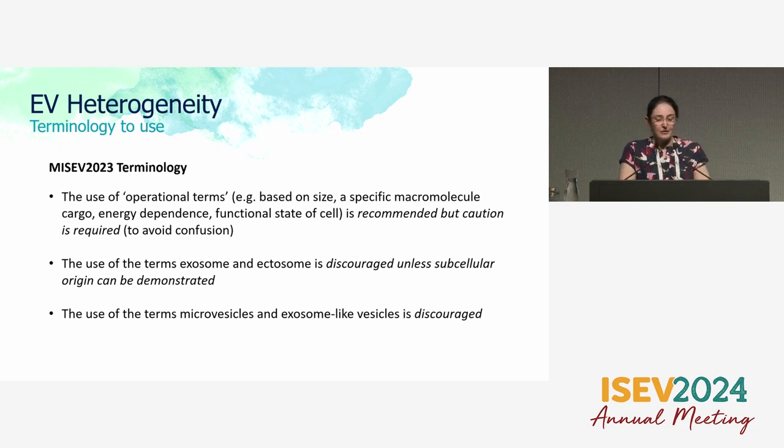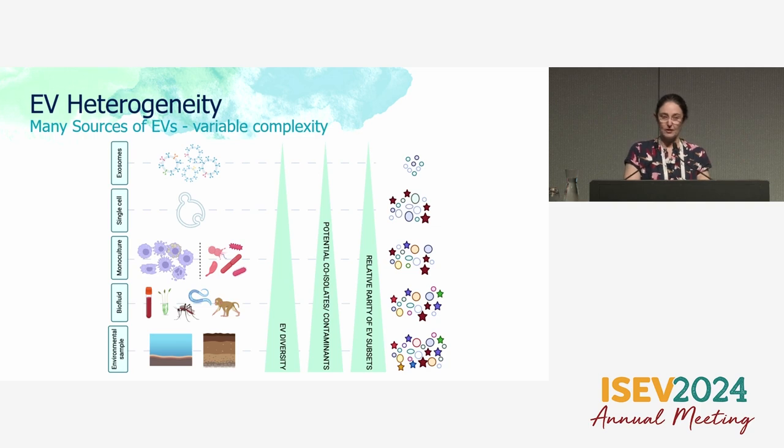The use of the terms exosome, coming from the multivesicular body, and ectosome, coming from the surface of the cell, are discouraged unless subcellular localization can be demonstrated. Also, the terms microvesicles and exosome-like vesicles, which can mean anything, are discouraged in the new MISEV 2023 guidelines. So we've got a real challenge with heterogeneity, and I wanted to summarize this heterogeneity issue with this rather complicated diagram, but I will take you through it.